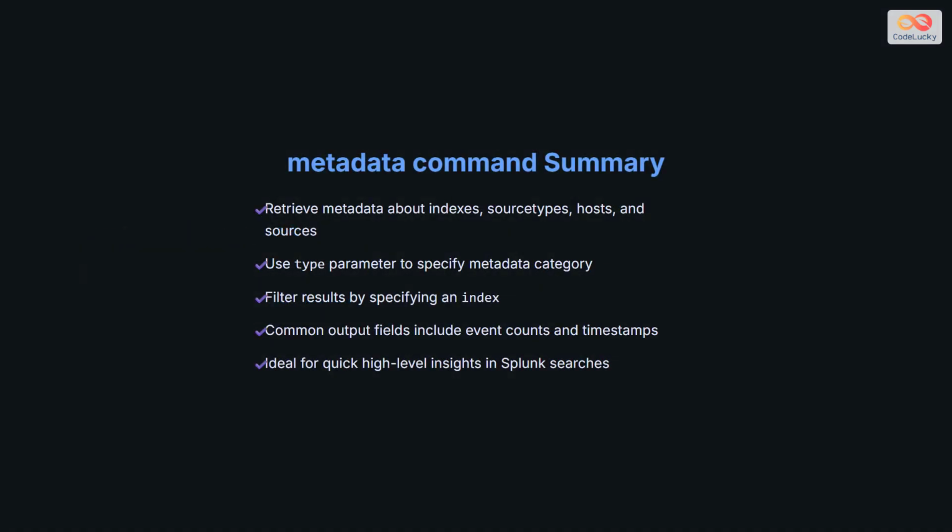The metadata command is an essential tool for gathering metadata about indexes, source types, hosts, and sources. It uses the type parameter to specify the metadata category and supports filtering by index. Common output fields include event counts and timestamps, making it ideal for quick, high-level insights within Splunk searches.